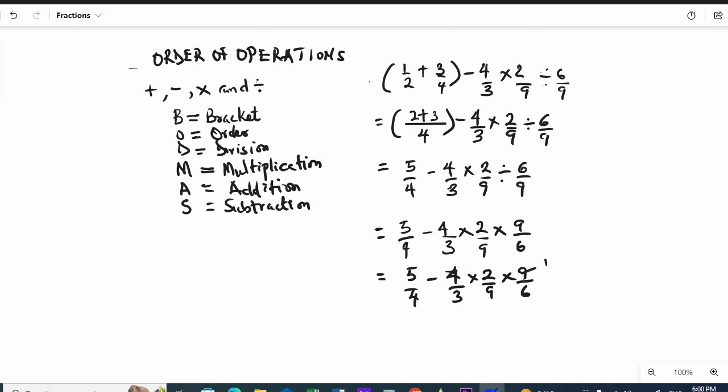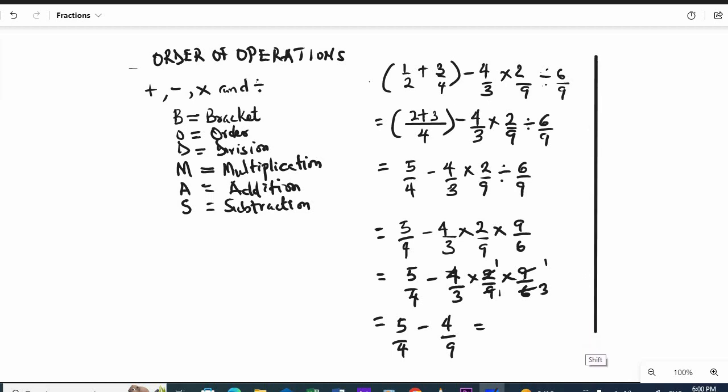So this 9 here cancels this 9 here, that's 1. This 2 here becomes 1, 2 here becomes 3. So we can say 5 over 4 minus 4 times all these 1s here, that's 1, that's 4, I'm sorry, over 3 times 3, that's 9. So this gives us what? It's just going to come right up here. Let's continue. So I'll just draw a line here. Okay. So that's 5 over 4 minus 4 over 9.